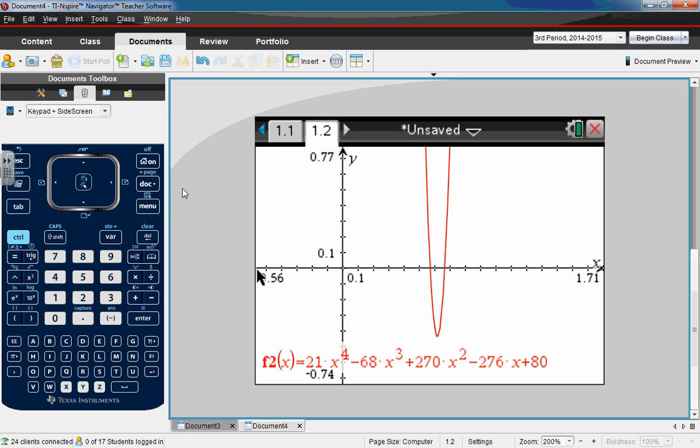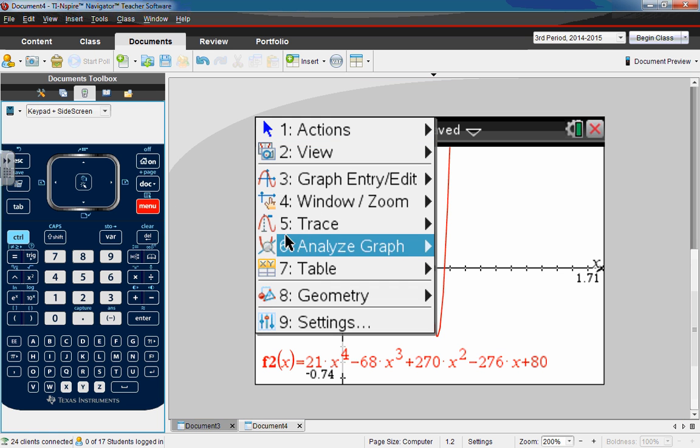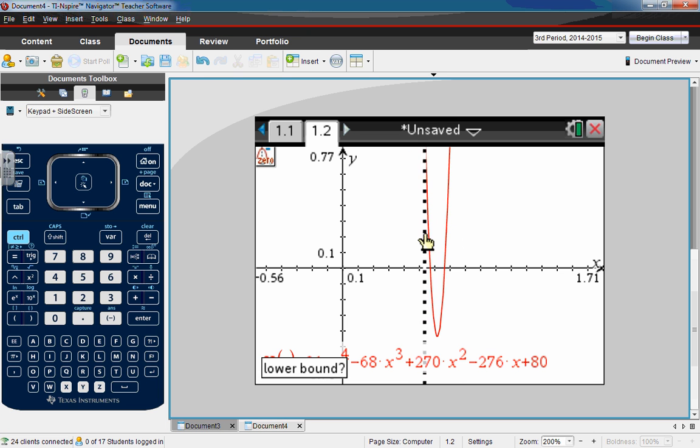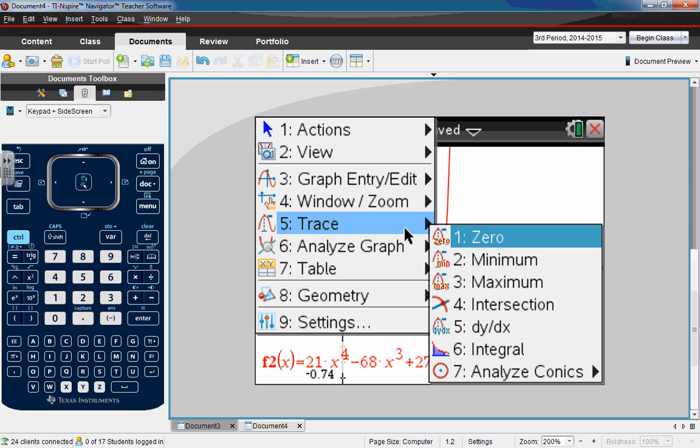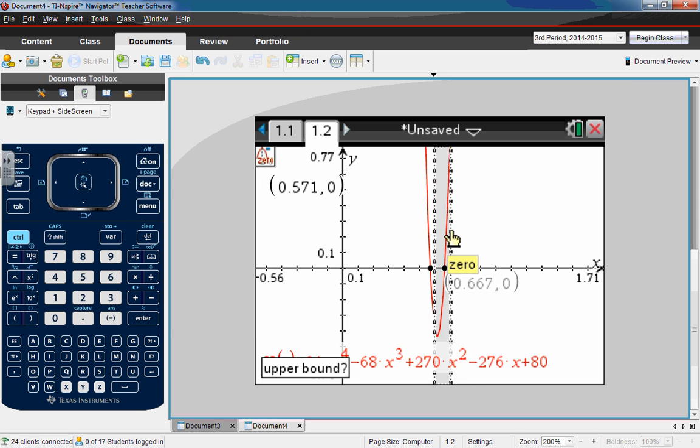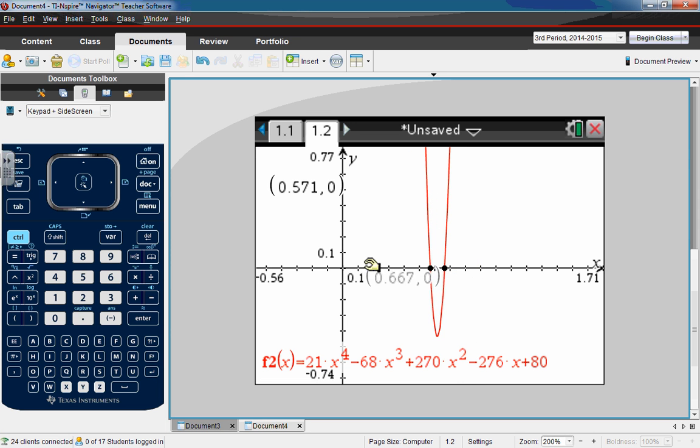I'm going to find my zeros. Menu, analyze graph, 0. To the left, to the right. That's an interesting decimal, don't you think? Menu, analyze graph, 0. Now, what does 0.667 look like to you? That's 2/3. Is that in your list?